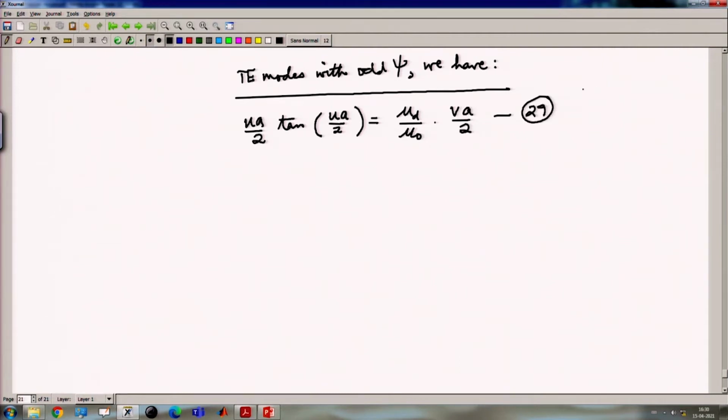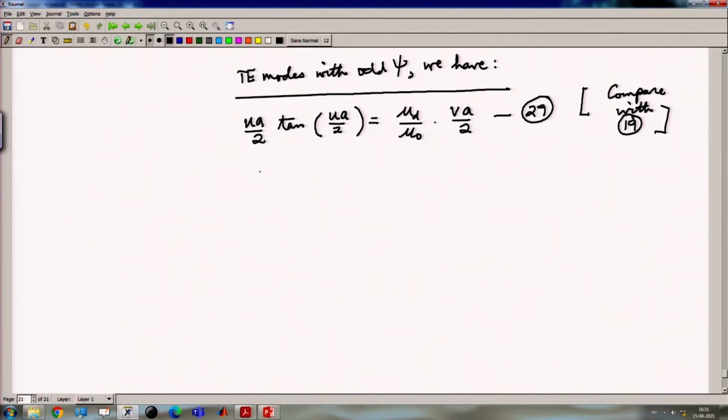Compare this with 19, which is the characteristic equation for the odd TM modes. So, we see that epsilon d is replaced by mu d and epsilon naught by mu naught.